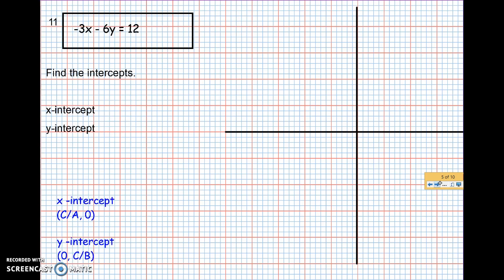So take a second and try this graph. See if you can do it on your own. Pause the video so it doesn't continue before you're able to finish.